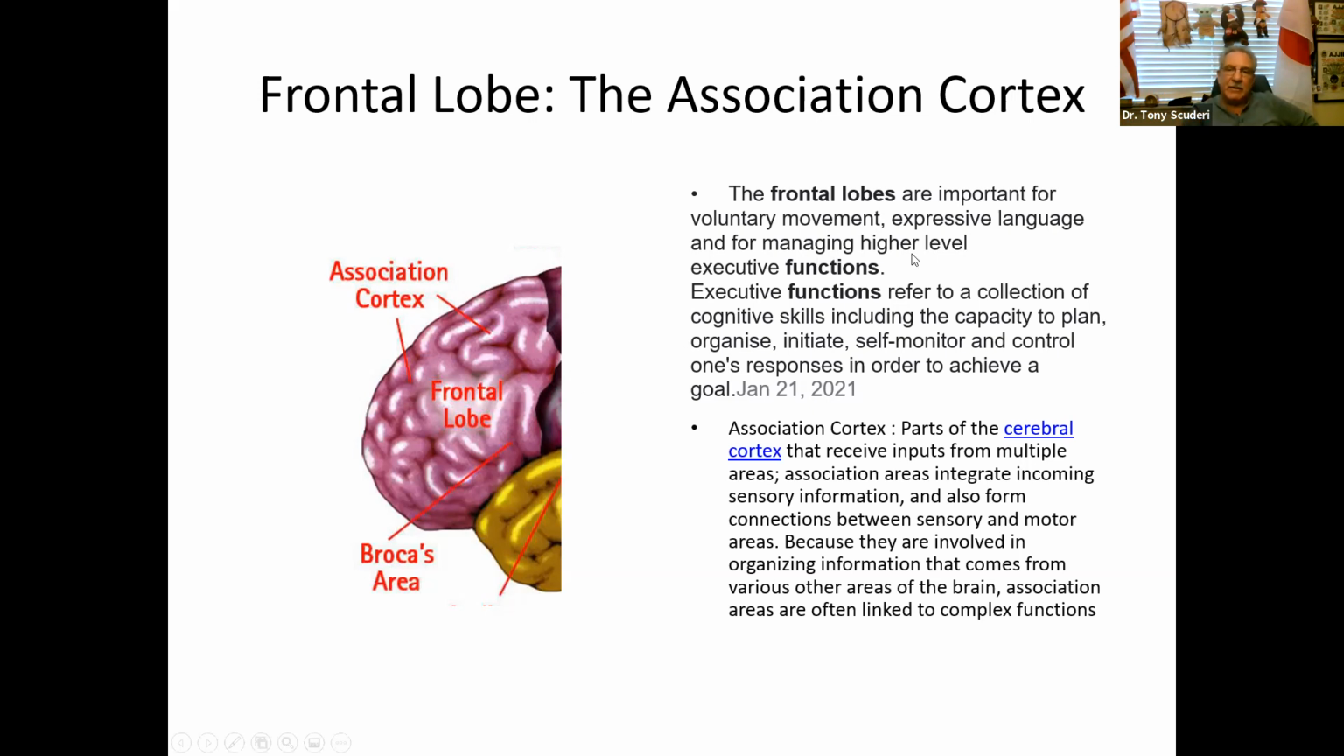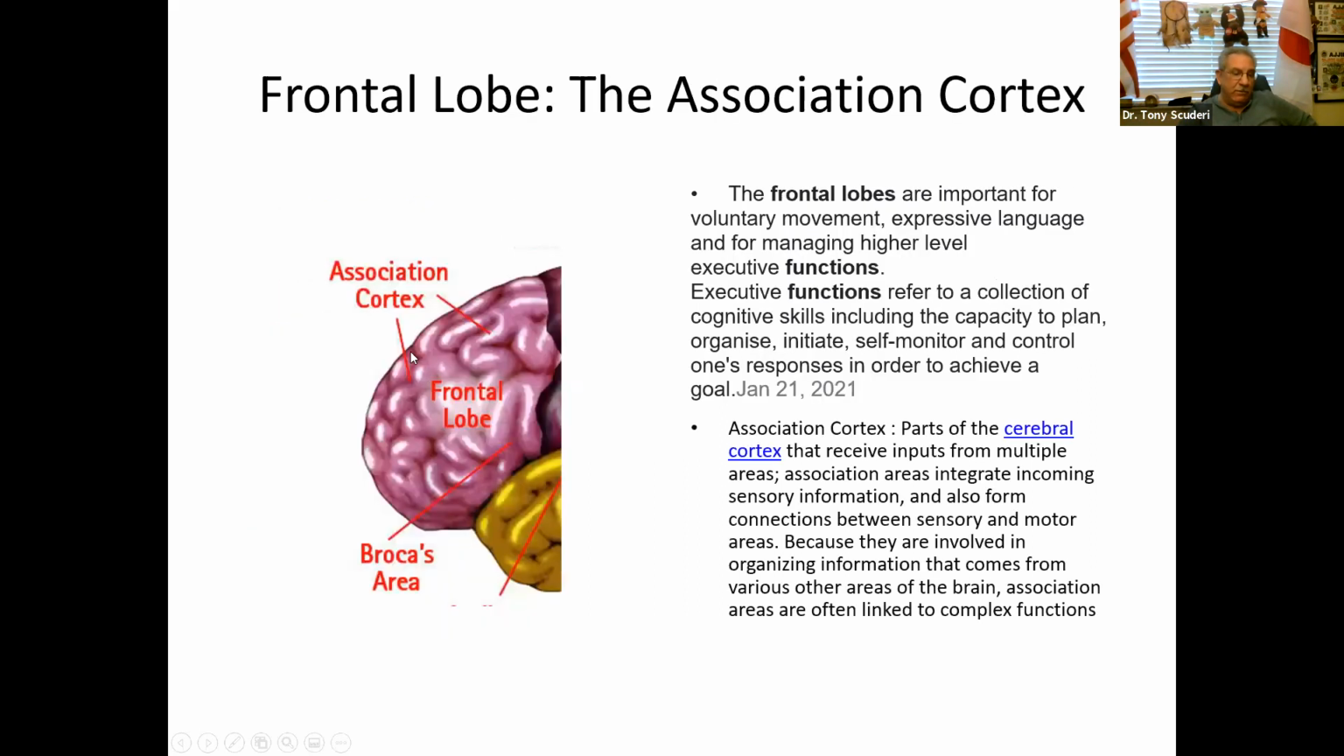There's also the area for managing higher level executive functioning. So the frontal cortex here is also called the executive functioning cortex. When we talk about executive functioning, we talk about the collection of all kinds of cognitive skills, knowledge, the abilities to plan things, to organize things, to direct things, to control things, to start things, to monitor ourselves, monitor our thinking. So we think about thinking in this area. We control responses and we achieve different types of goals. Okay. So this is called that area.